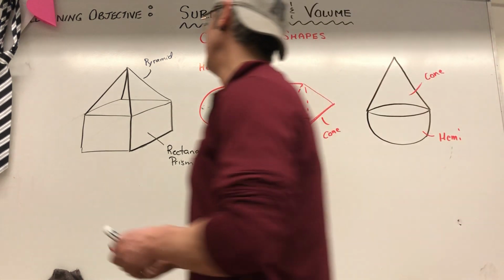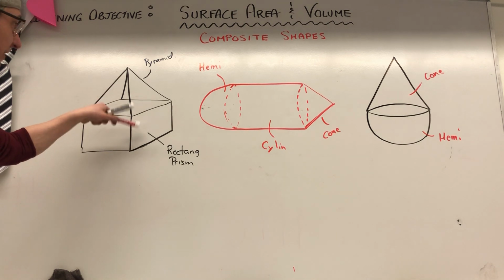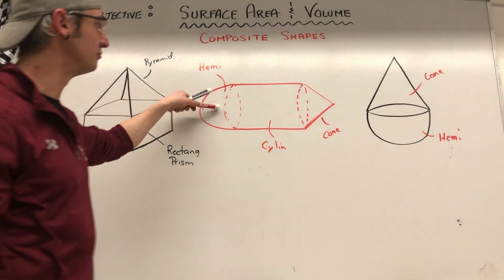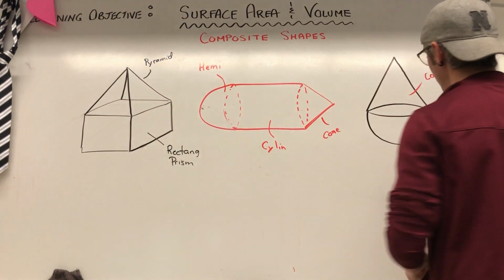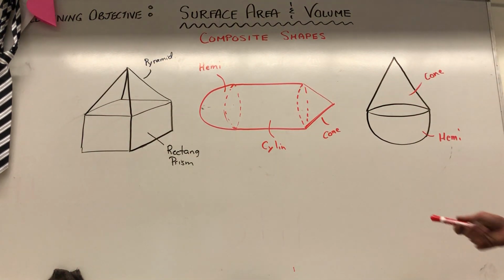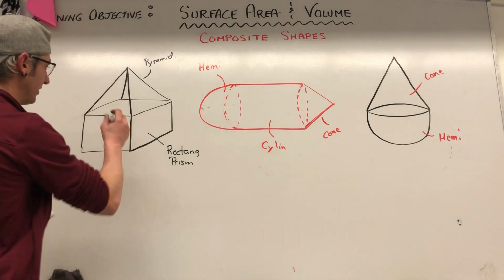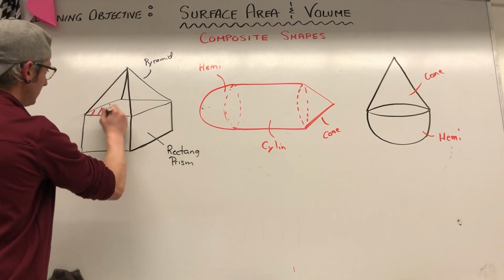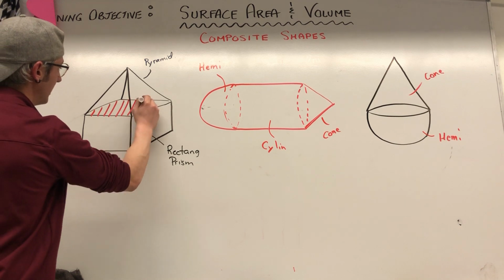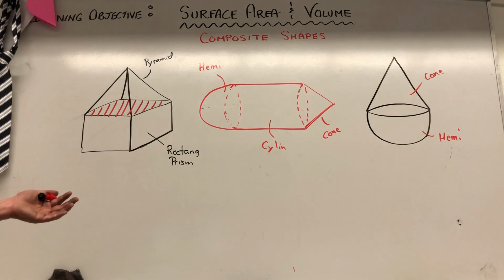Now the volume for composite shapes is quite straightforward. It's just the total volume. Volume of my rectangular prism, volume of my pyramid, volume of my half sphere, volume of my cylinder, volume of my cone, and then volume of my hemisphere, volume of my cone. It's the surface area that I have to kind of know what I'm doing, because when I'm calculating the surface area for this shape, I have to recognize that this connection where they meet each other is not an outer surface area point.